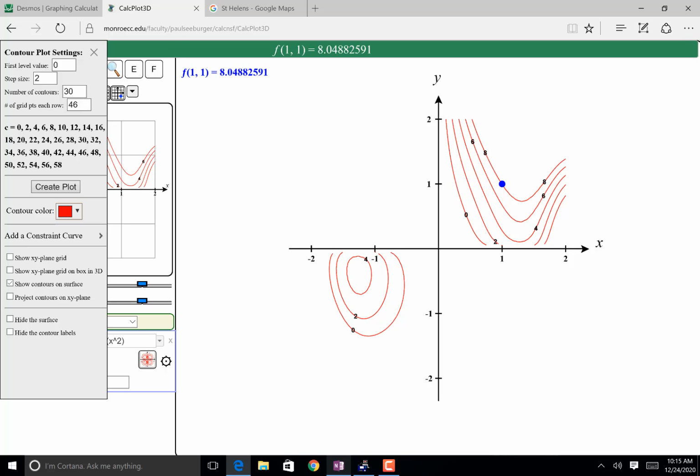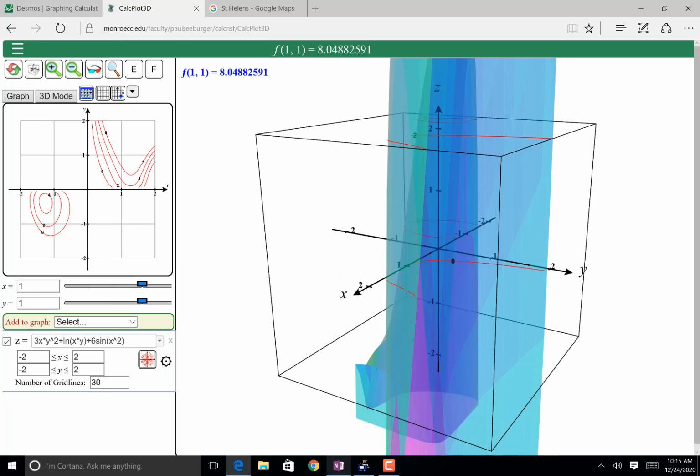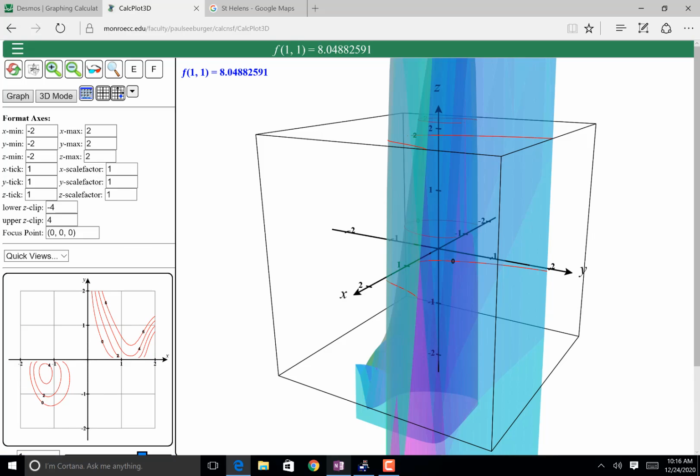For whatever reason, it's stopping at 8. Why is it stopping at 8 height-wise? Let's see here. Do we need to change something in here? Yeah, maybe. No, I don't think so. All right. Anyway, the point is what is the point, exactly?